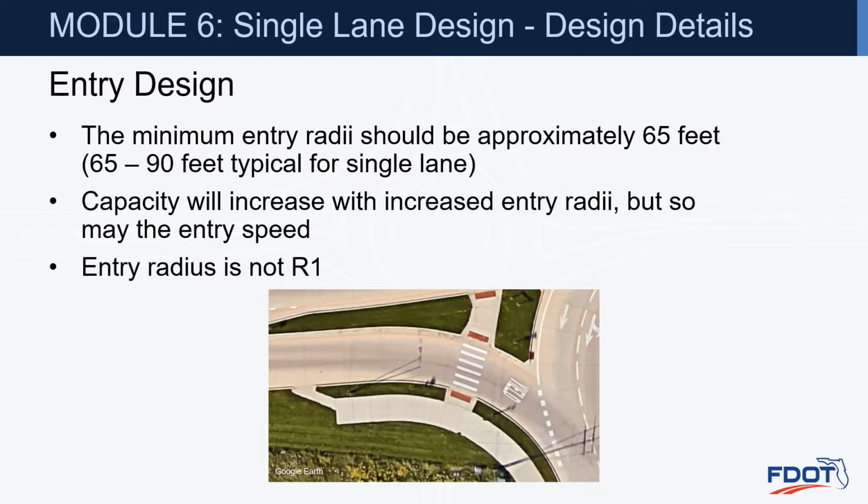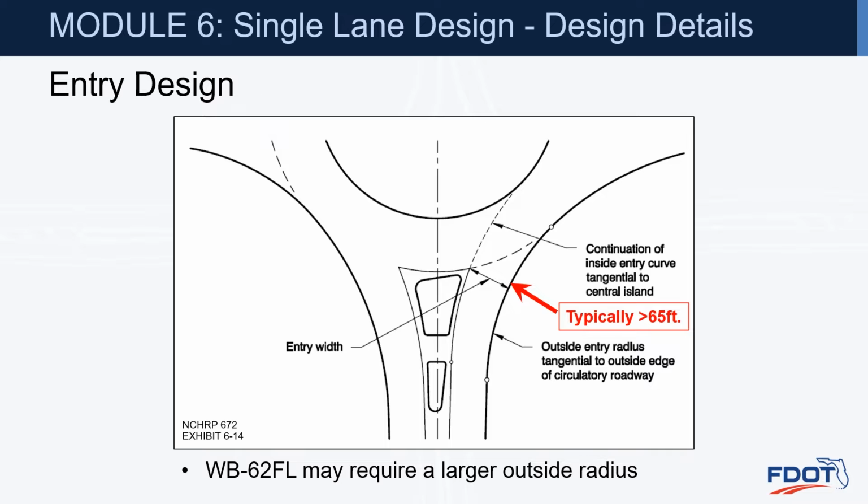The capacity will increase with increased entry radii, but so may the entry speed. And we just want to be clear that the entry radius is not R1. This graphic shows that typically that outside radius is greater than 65 feet. But again, if you are looking to accommodate a WB62FL, you may require a larger outside radius.